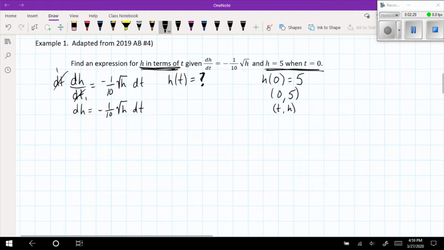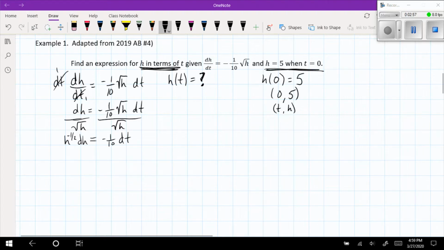However, on the right-hand side, I do have an h in there. I need to get rid of this square root of h that's on the right-hand side of my equal sign. So I am going to divide both sides of the equation by the square root of h. I'm going to simplify this down, clean this up a little bit here. And I'm going to say h to the negative 1/2 dh is equal to negative 1 over 10 dt.